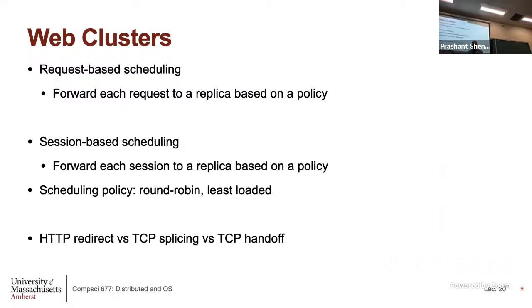There are things like handoffs and splicing, which I talked about, but we don't want to get into it here. But those are techniques that are handled at the TCP level. Now, the switch may use either of these two techniques. It doesn't really matter, okay, but it has to essentially forward the request. And it will use one of these 2 or 3 techniques to forward requests. Okay. All right. So that's web clusters.